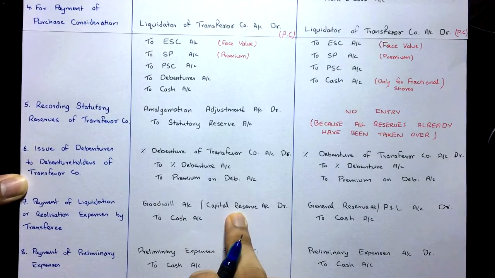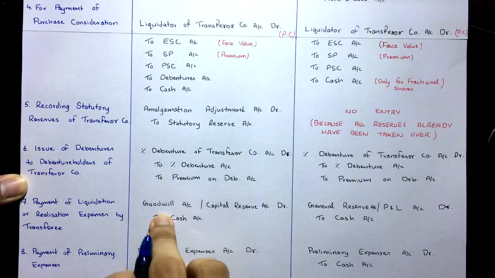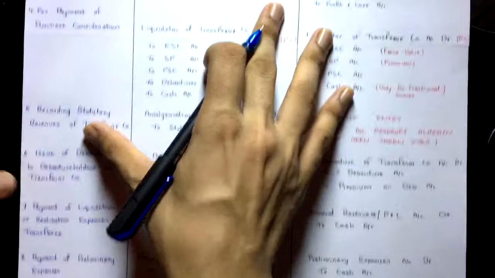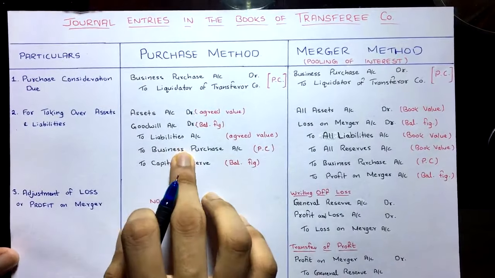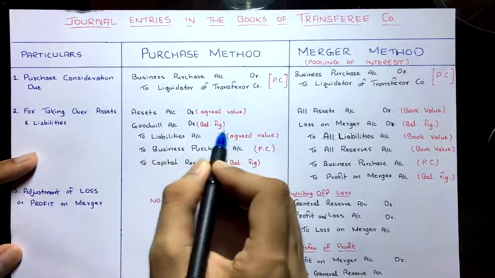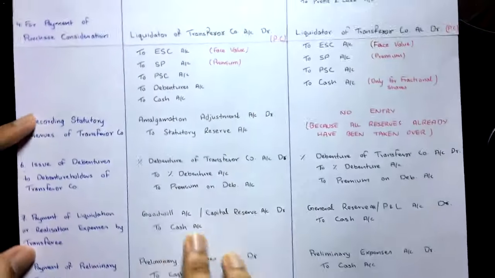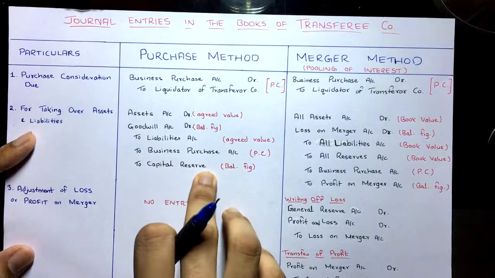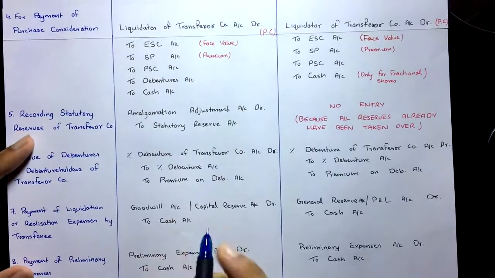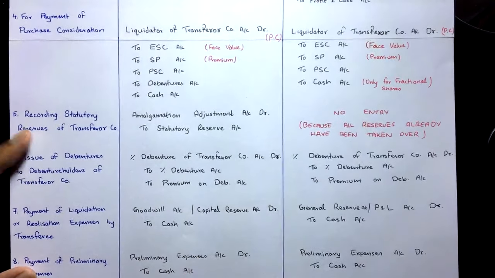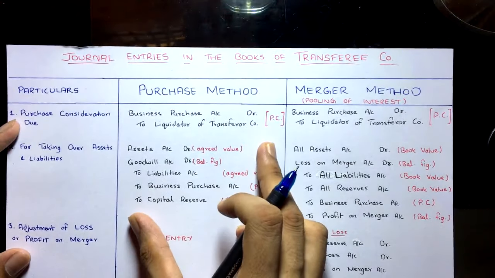And why goodwill or why capital reserve, and when to take goodwill, when to take capital reserve? See here, it's very simple. You have to see the second entry. If in the second entry you have got balancing figure as goodwill, then you have to take goodwill. If in the second entry you have got balancing figure as capital reserve, then you have to take capital reserve. But why? See here, it's very simple. Let's focus on the second entry first, then only you will be able to understand.